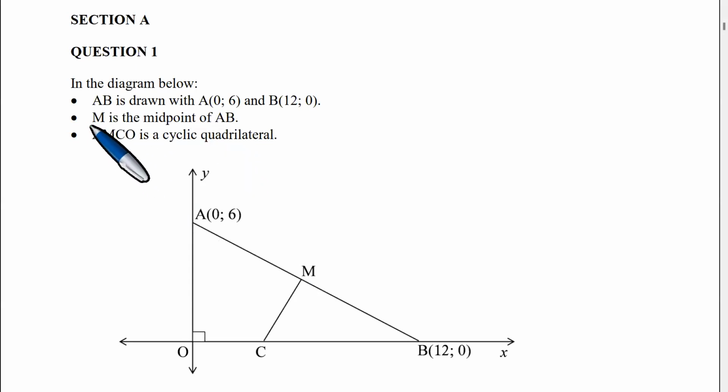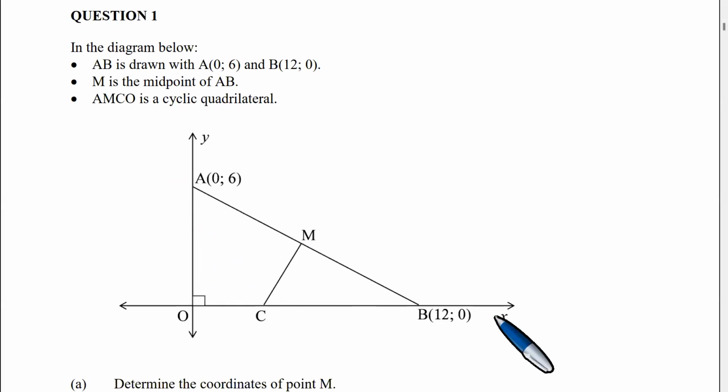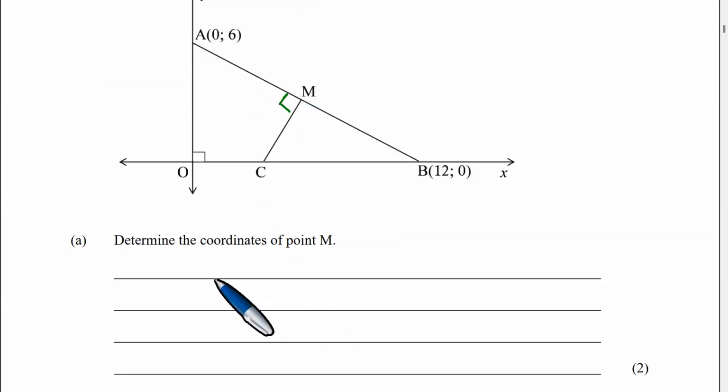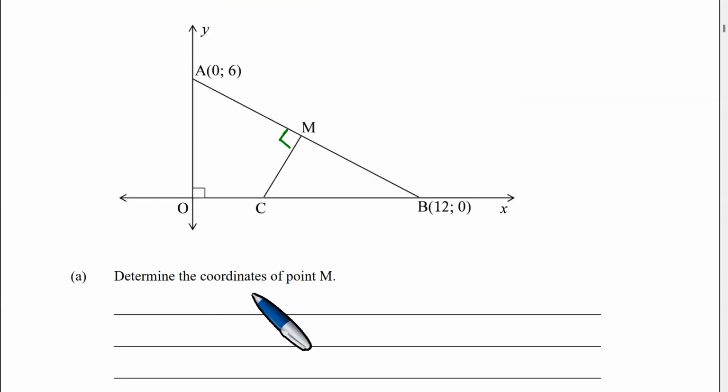In the diagram below, you have AB given, with the coordinates of A and B, and M is the midpoint, and AMCO is a cyclic quadrilateral. The examiner is telling us it is a cyclic quad. What does it mean? It means angle M is how many degrees? 90 degrees, yes, because the opposite angles must be supplementary. Anyhow, the coordinates of M would be very obvious.